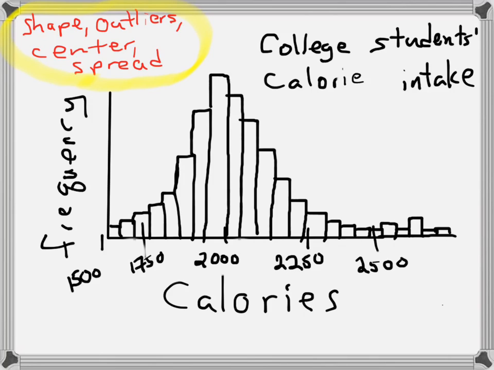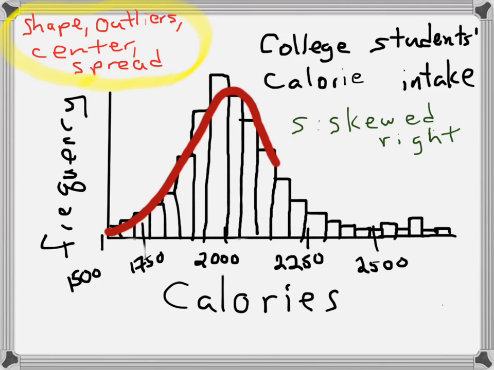So the shape of this data is, let me change the color of my pen here. Let's go with green. Who doesn't like green? Shape is going to be skewed right. And that's the focus of our work today, data that is skewed right. You know it is skewed right because we see this tail off on the right side.